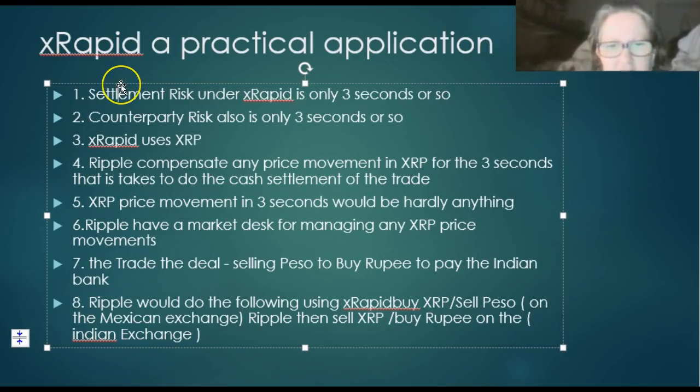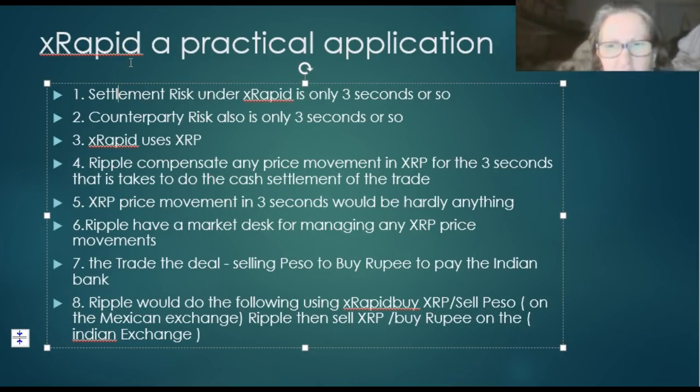What it means is the settlement risk, which means the cash flow, because they settle cash flow under xRapid within 3 seconds, there is no settlement risk, but for 3 seconds. That's number one. If there is no settlement risk and it's only 3 seconds, then counterparty risk is the same, 3 seconds. Okay, 3 seconds compared to a minimum with SWIFT of 48 hours.